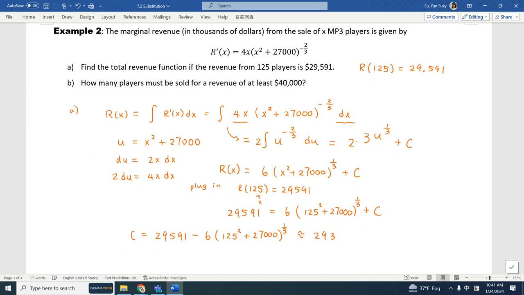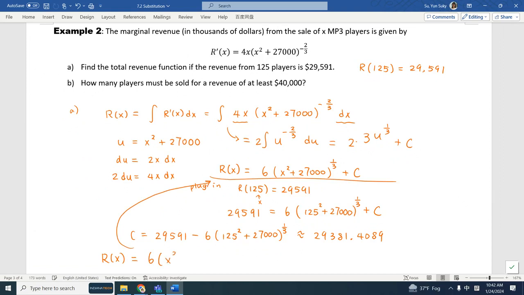$29,381.4089. Thank you. Okay, everybody? So this is the C. Therefore, my revenue function is 6 times... So we just copy this down.